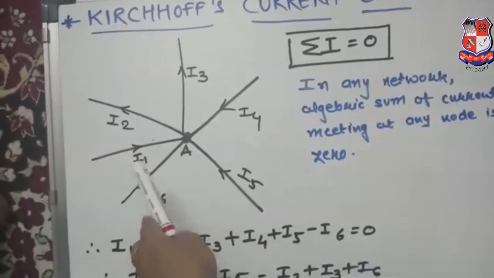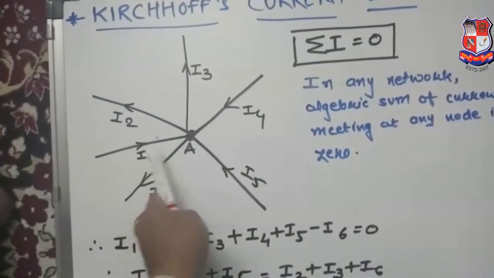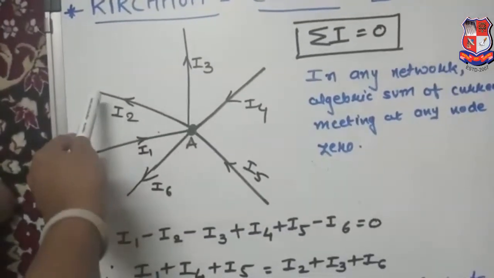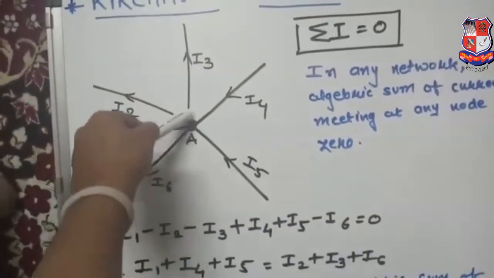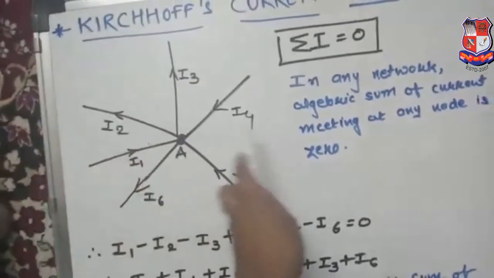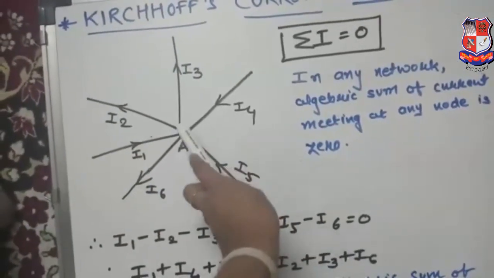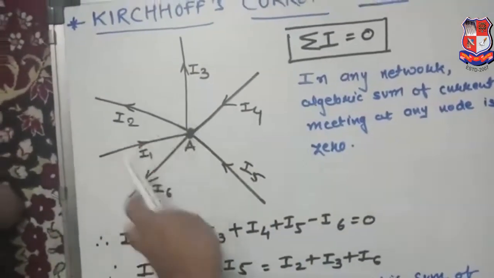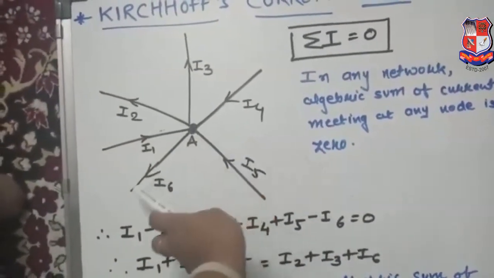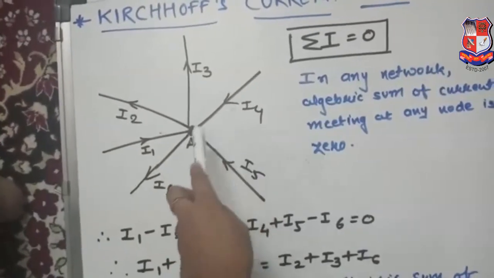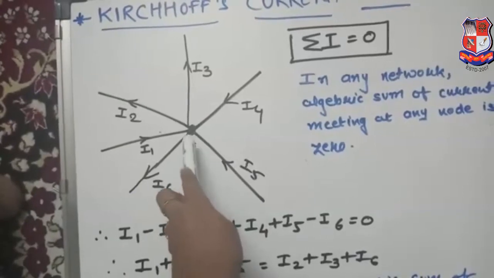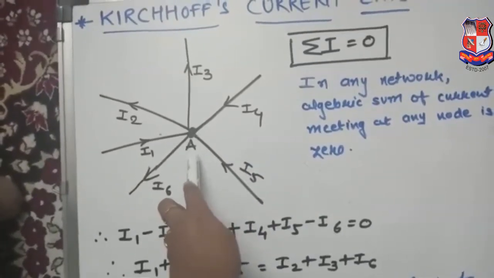So see here, I1 is going towards node A. Same way I2 is flowing away from node A. I3 is also flowing away from node A. I4 is flowing towards node A. I5 is also flowing towards node A, and I6 is flowing away from node A. Now the algebraic sum of current meeting at a node is 0 as per Kirchhoff's current law.